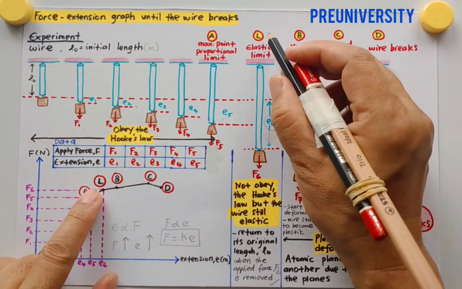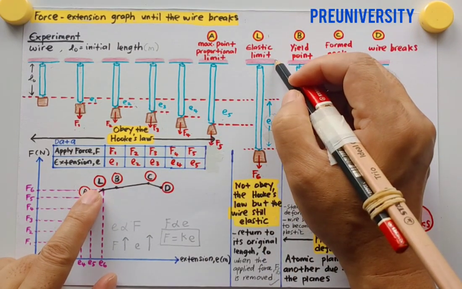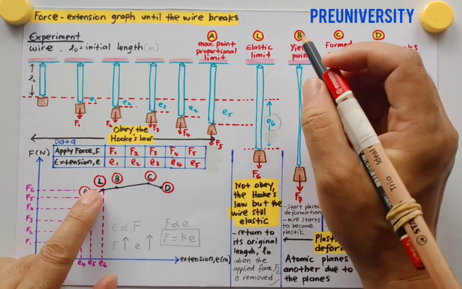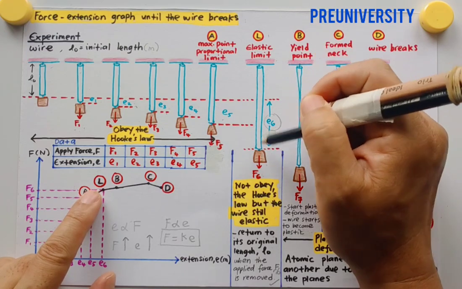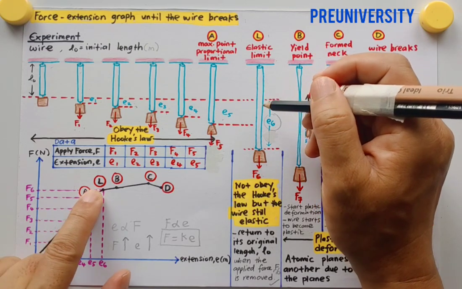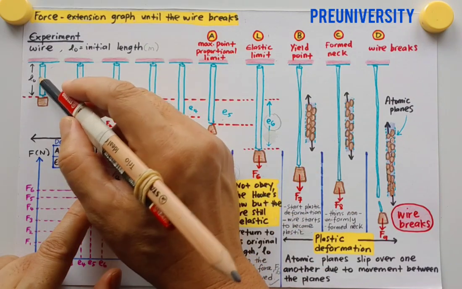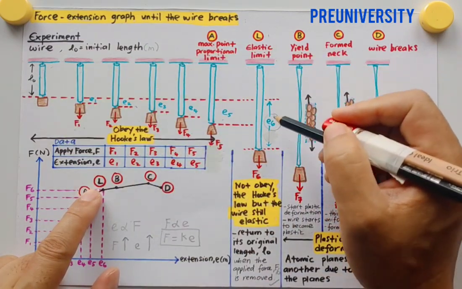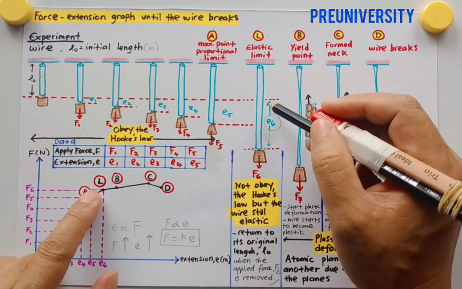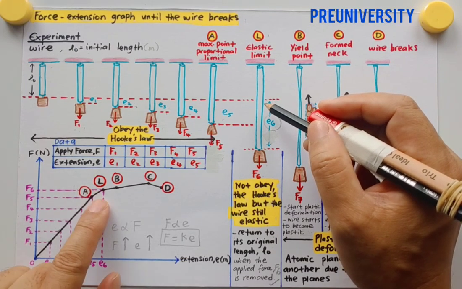L is the elastic limit. So in this case, what we can see here, the wire still goes back to the initial length L0, but it does not obey Hooke's law. That means it is not directly proportional to the extension.